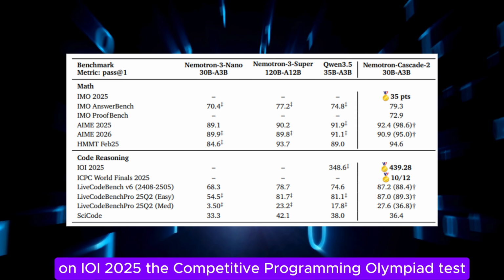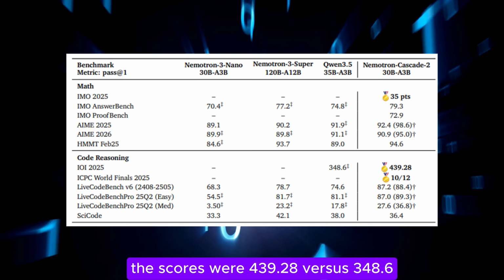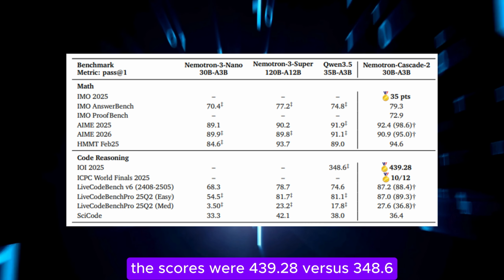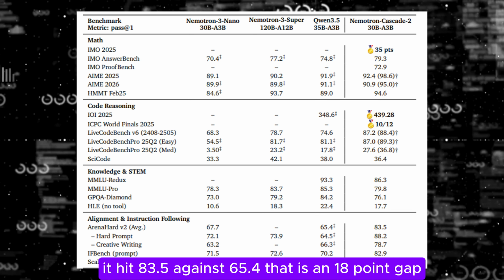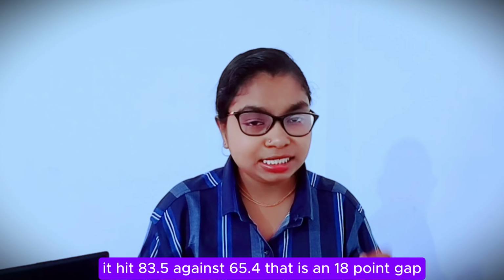On IOI 2025, the Competitive Programming Olympiad test, the score was 439.28 versus 348.6. For instruction following on Arena Hard V2, it hit 83.5 against 65.4. That is an 18-point gap.